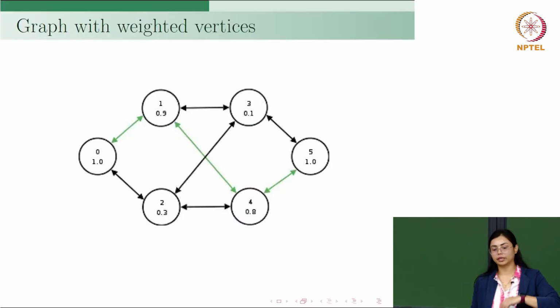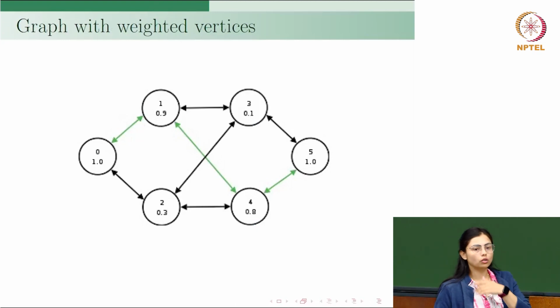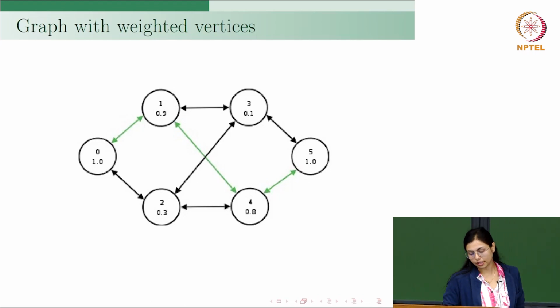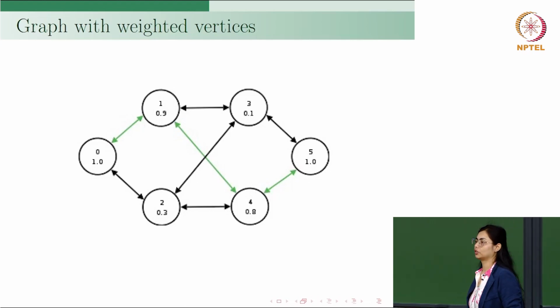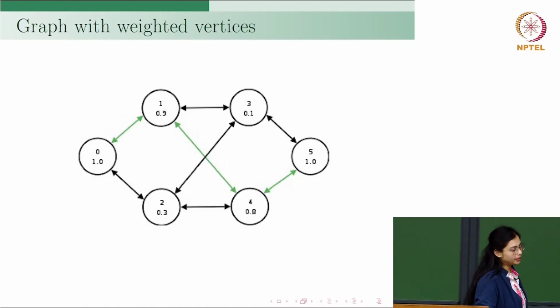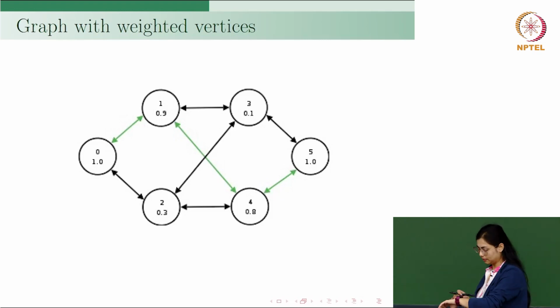Okay, graph with weighted vertices. Earlier we had an example where the links have some weights. Now here there are some vertices that have some weight. So can you think about some example here? Some real life example.